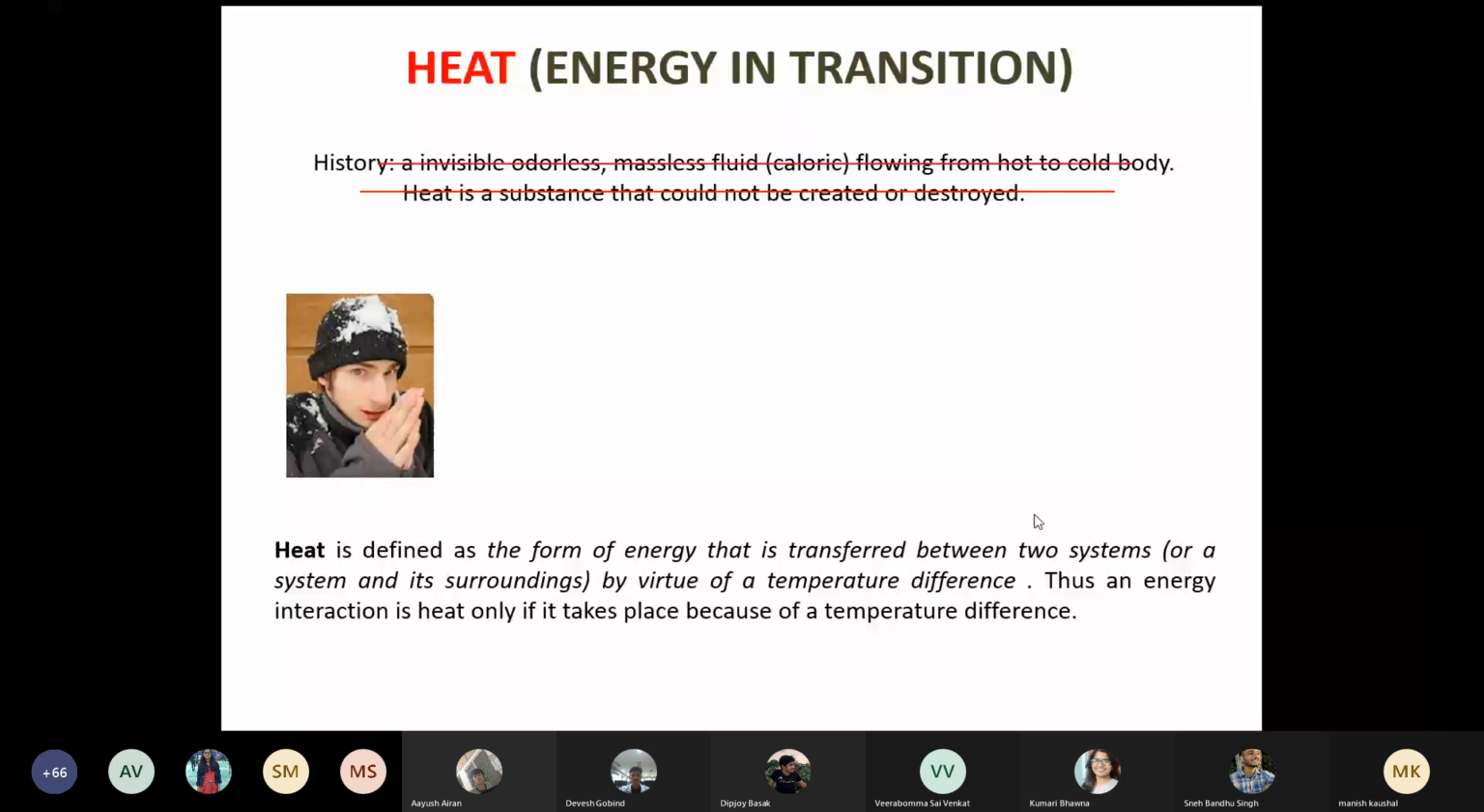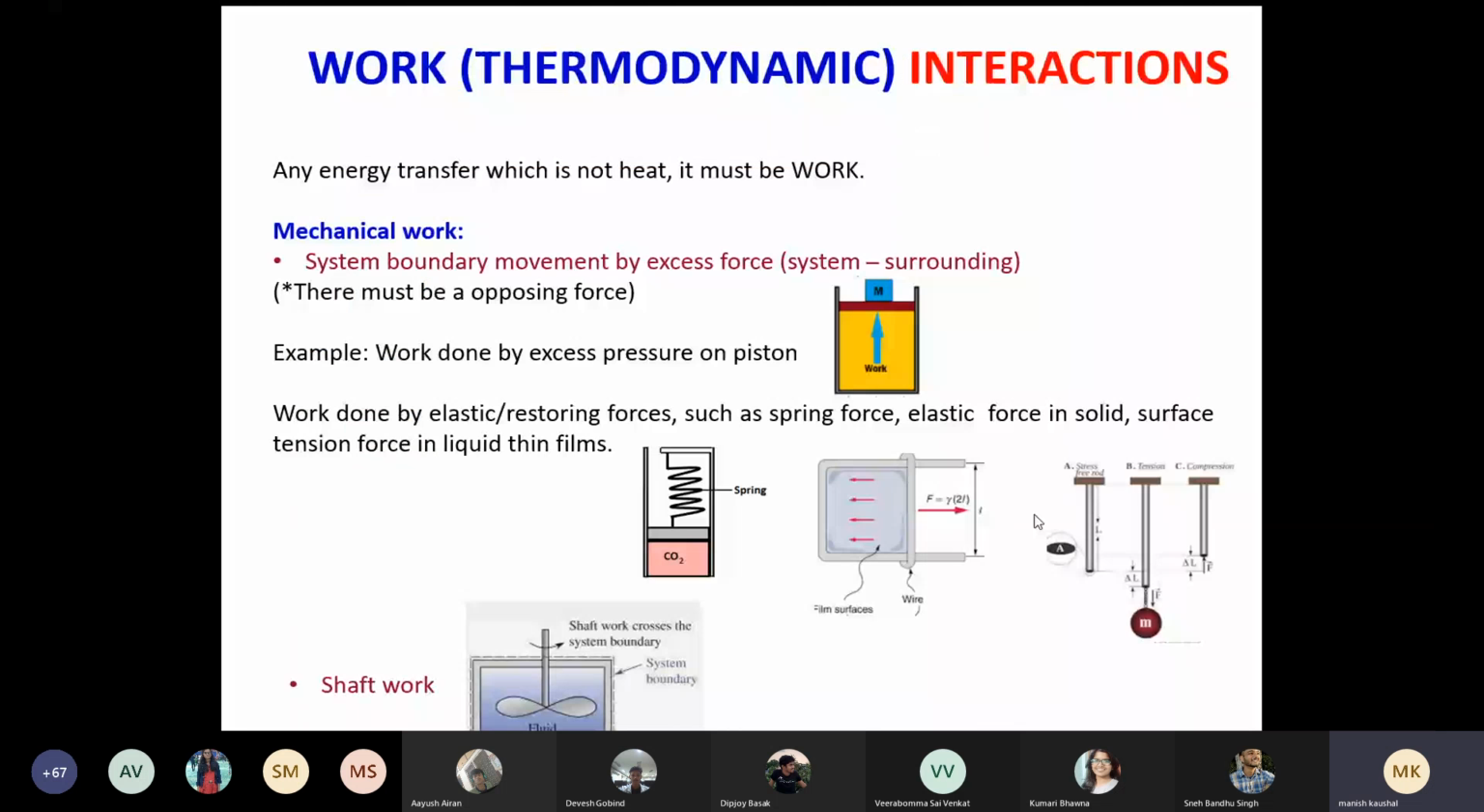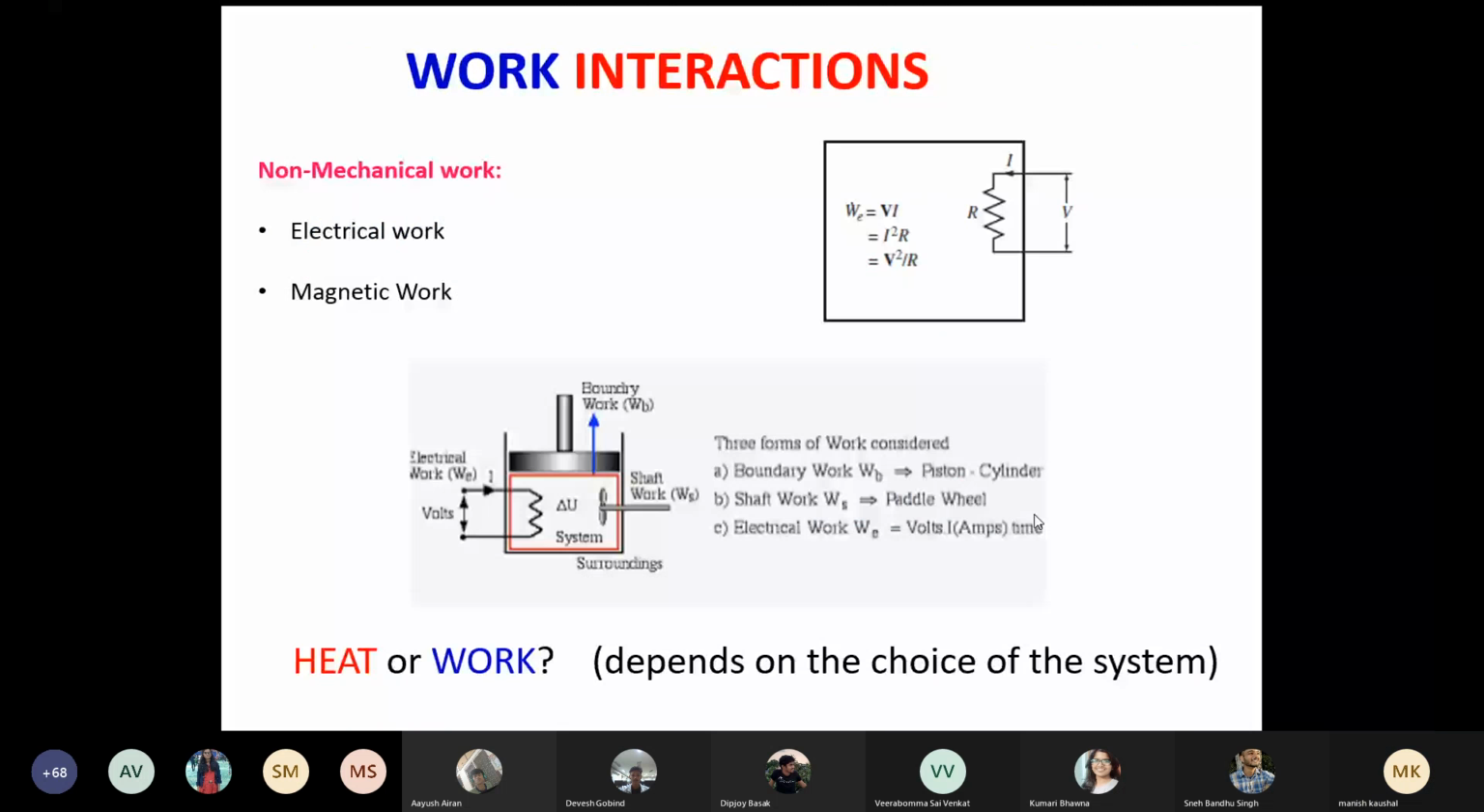Yeah, so we were looking at heat interaction and work interaction. We have seen that there is something called mechanical work, and then we divided it into two parts. There is boundary work or boundary movement work, where the boundary is moving. Then we have seen different examples: spring work, surface tension work, work done in extending an elastic solid. Then we have seen shaft work. Then we went to non-mechanical work like electrical work, magnetic work. And then we discussed that whether something is heat or work, if it is confusing, you have to see what system you have chosen. Depending on the choice of the system, an interaction can be heat, otherwise it can be work also.